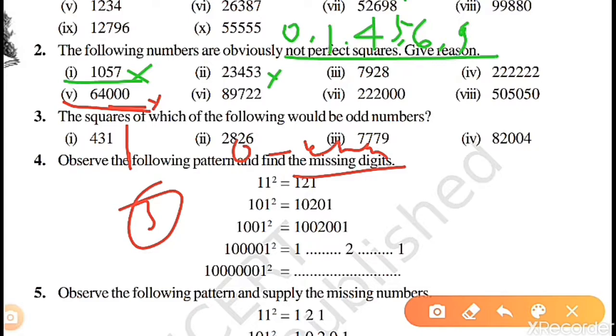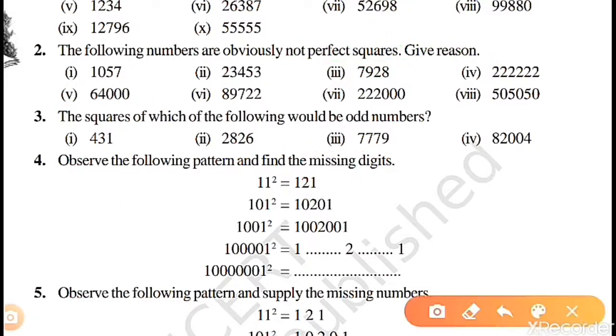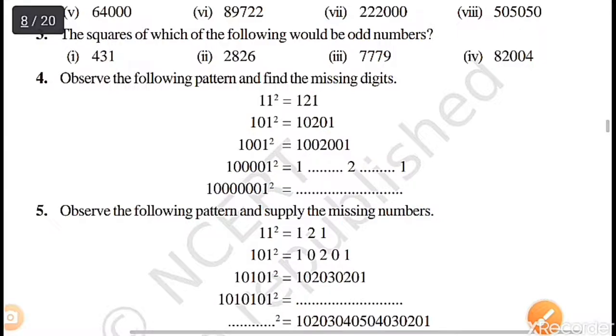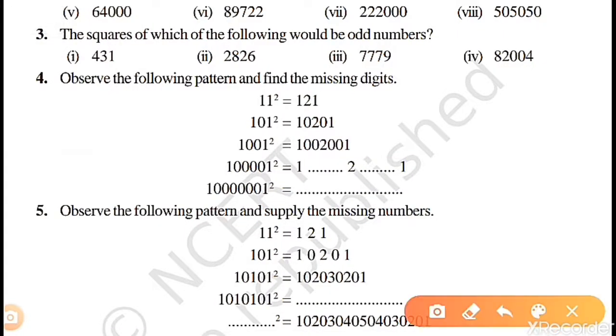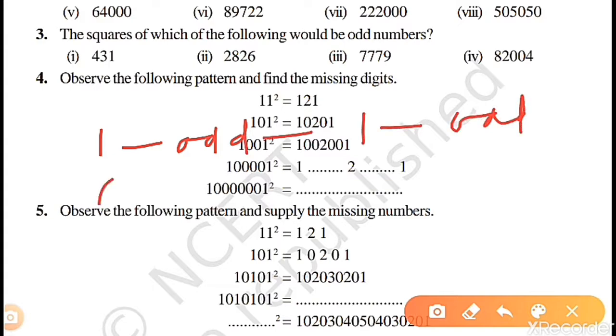Now moving to question number 3. The question is: the square of which of the following would be an odd number? For example, if we say 1 is an odd number, and we square it we will get 1, and again the square is an odd number. Similarly, if we say 6 is an even number, and we square this we will get 36, and 36 is an even number.